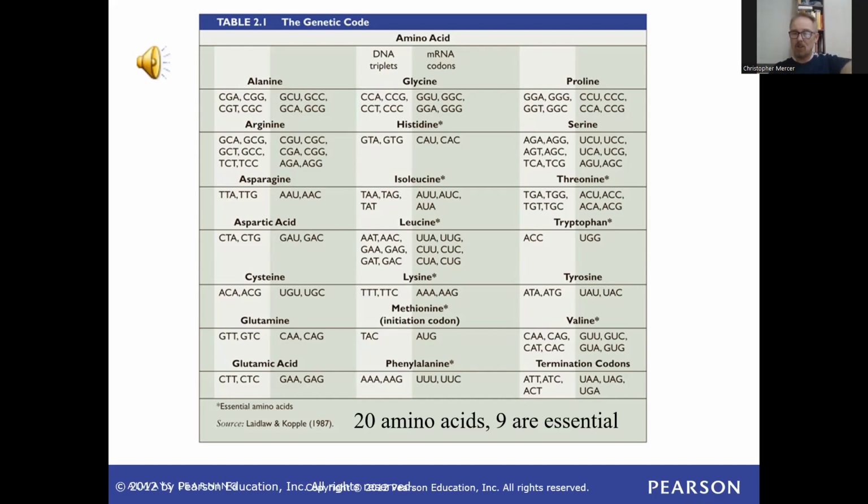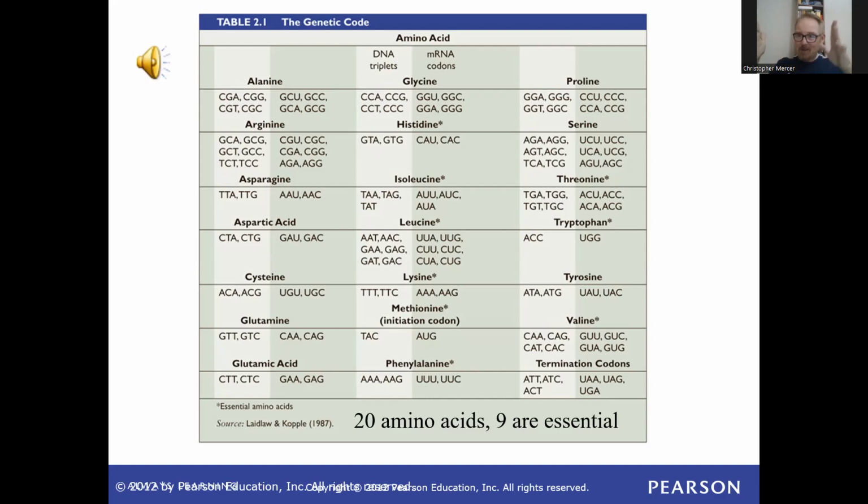It says methionine initiation codon, TAC. Anytime you see TAC, that's where the gene begins, right? Anything after TAC are all the amino acids that are making that one protein for the body, okay? We also have to have a place to stop.